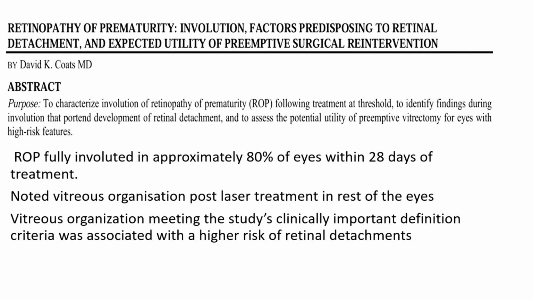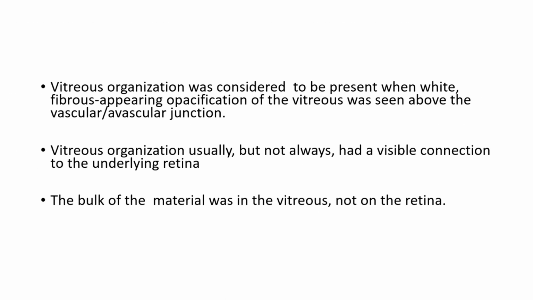So, in the study by Coats MD, on ROP involution and factors predisposing to retinal detachment, he noted that ROP fully involuted in approximately 80% of the eyes within 28 days of treatment. He noted vitreous organization post-laser treatment in the rest of the eyes, and vitreous organization meeting the study's clinically important definition criteria was associated with a higher risk of retinal detachments. So when do you call it an organization?